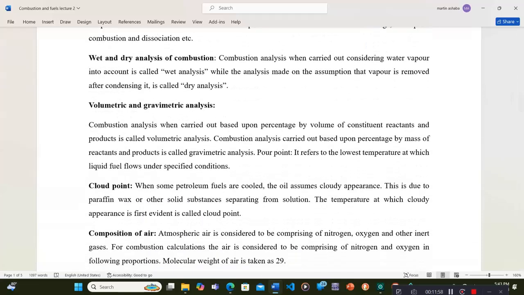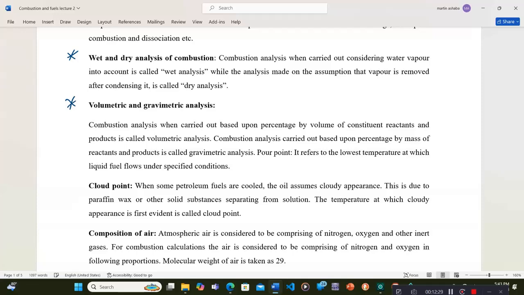Let us talk also about what we call wet and dry analysis. Combustion analysis, when carried out taking water vapor into account, is called wet analysis. But when we do not consider the water vapor, or when the analysis assumes that vapor is removed after condensing it, then we shall call it dry analysis.